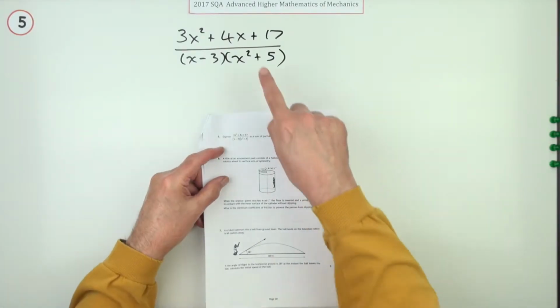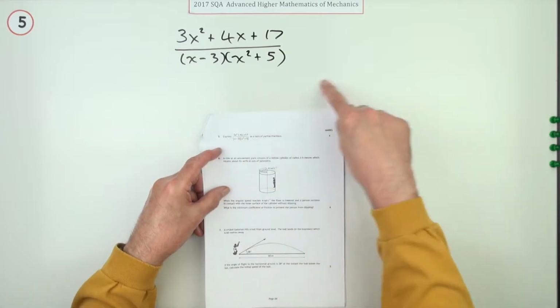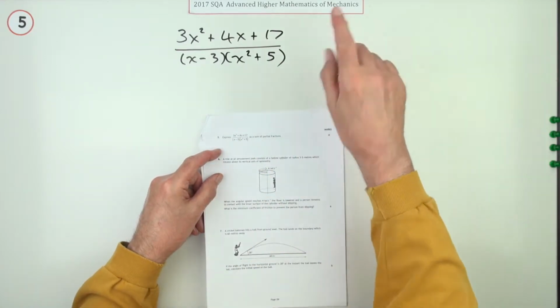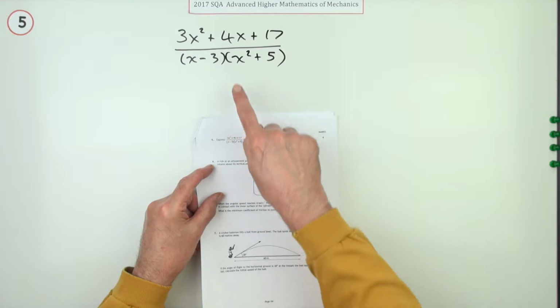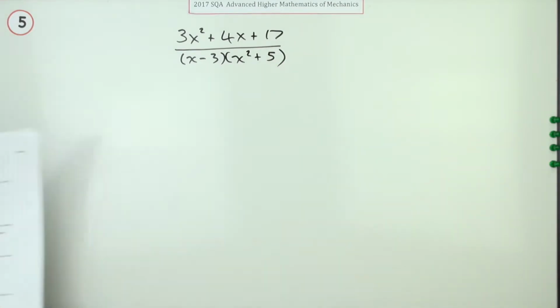So number 5 then, from the 2017 Mathematics of Mechanics, 4 marks again. Here, a little bit of light relief from the mechanics of it then. Express this rational expression as a sum of partial fractions.